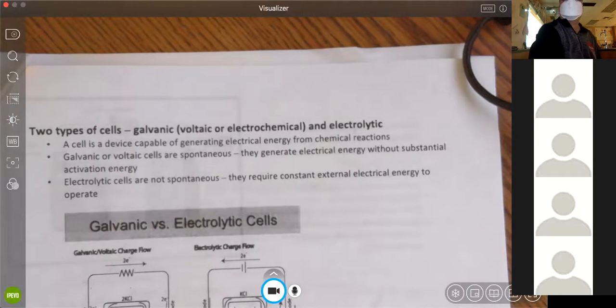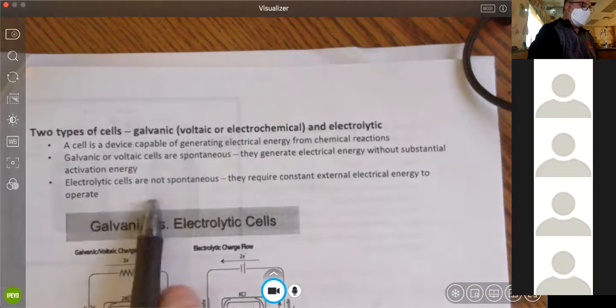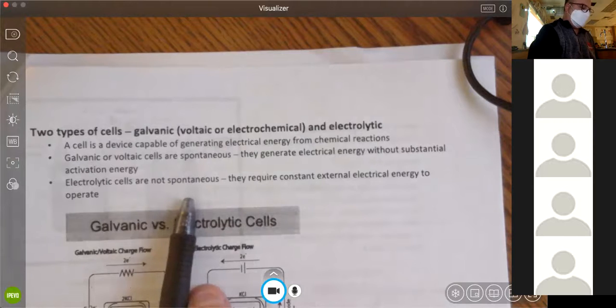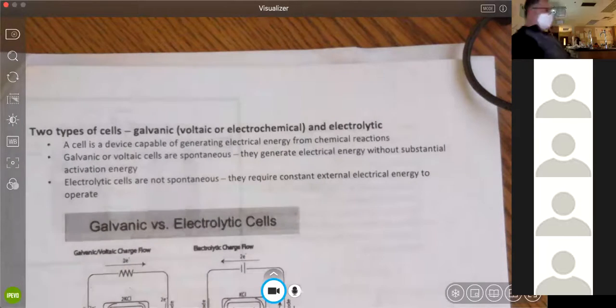They generate electrical energy without substantial activation energy. Electrolytic cells are not spontaneous. So as I said, we could take that non-spontaneous one and turn that half cell into an electrolytic cell by putting energy into it.